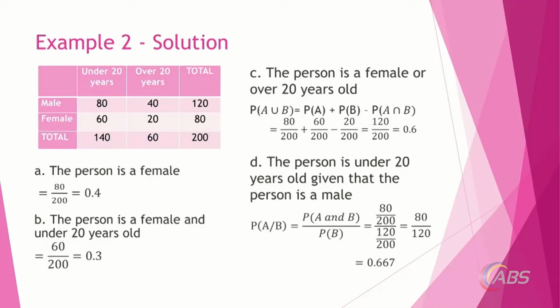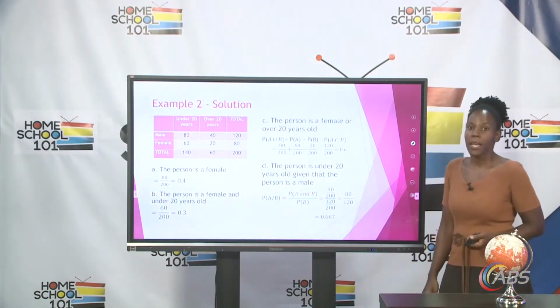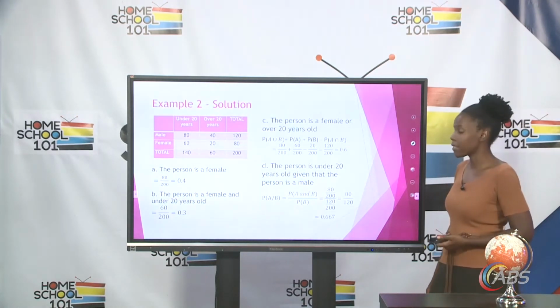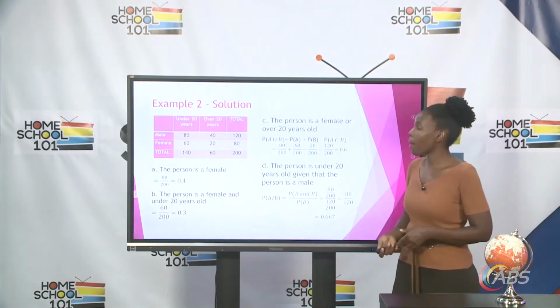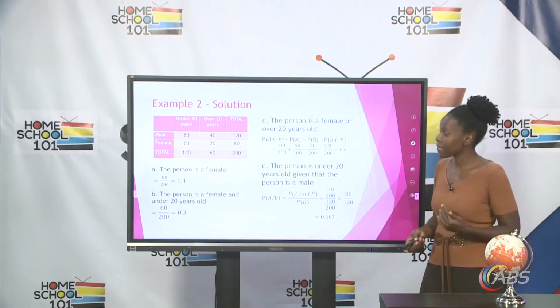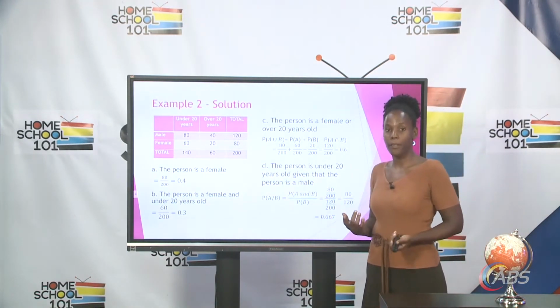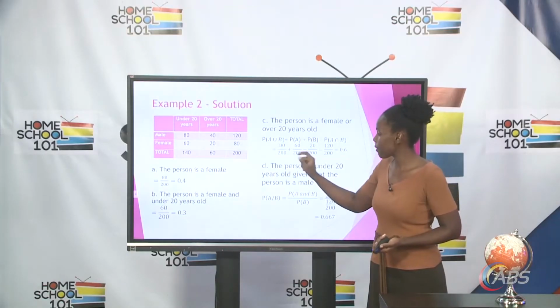So going through part C, we want to find the probability that the person is a female or over 20 years old. So we'll be using the general formula. The probability of A union B is equal to the probability of A plus the probability of B minus the probability of A intersect B. So we would define A as the probability that the person is a female. We did that in part A. So the probability that the person is a female is 80 over 200. So that would be placed here.